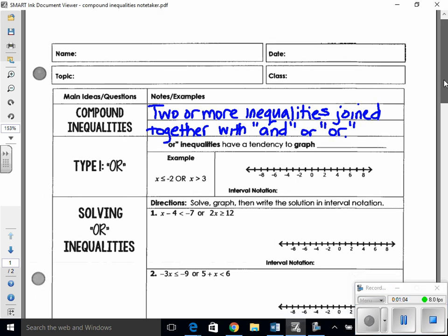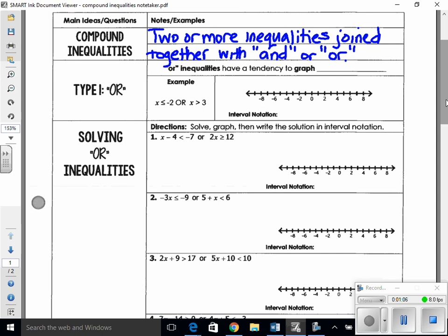So the first type that we're going to take a look at are the "or" ones. And then the second type, obviously, we'll take a look at the "and" ones. So the first thing with the "or" inequalities is that they have a tendency to graph apart, which also means outside. So when you go to shade your number line, you will have two dots on it, but the shading is going to go outside towards the outer edges.